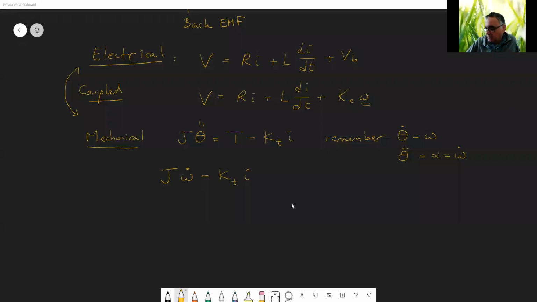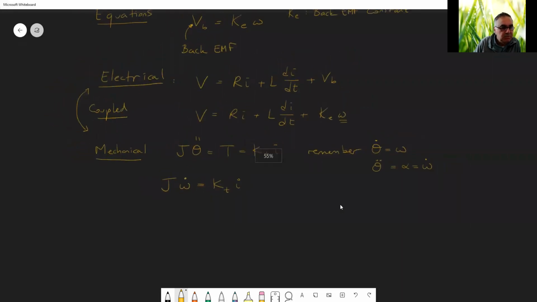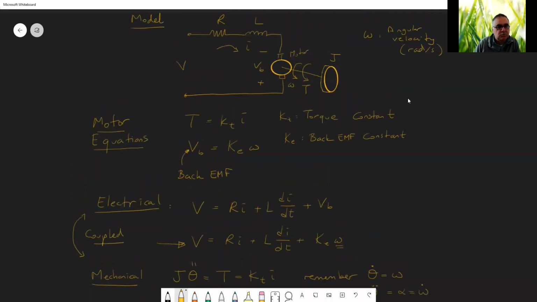So the equations that describe the system are coupled electrical and mechanical equations, such as this one and this one. Two equations that are coupled. By the way, two things I have to mention. This inertia, J, might include the inertia of the motor also. The motor itself might include that.